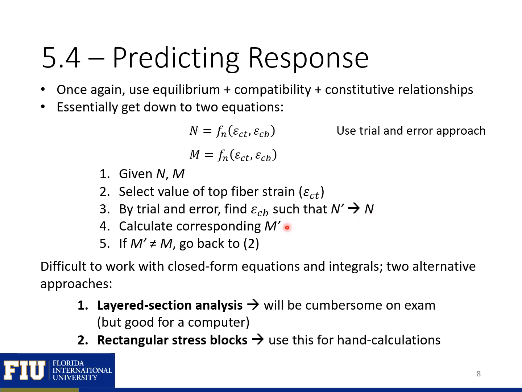We'd calculate the corresponding moment, and then we'd see if that moment that we found with this combination of top and bottom fiber strain equals the given moment. If not, we need to go back and change our top fiber strain and try again. If it did, then we know our values for our top and bottom strain, and we could move forward and calculate all of our stresses and forces and moments.